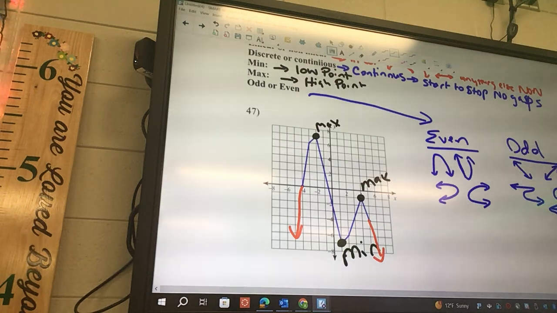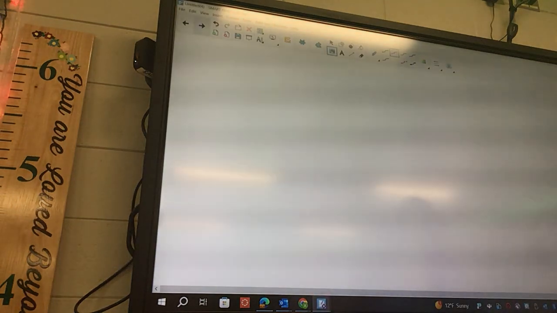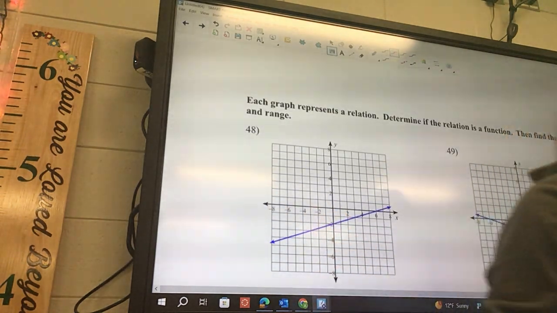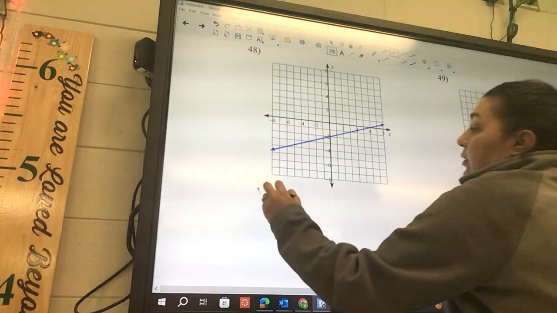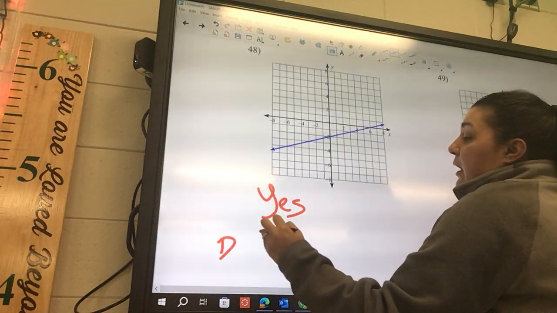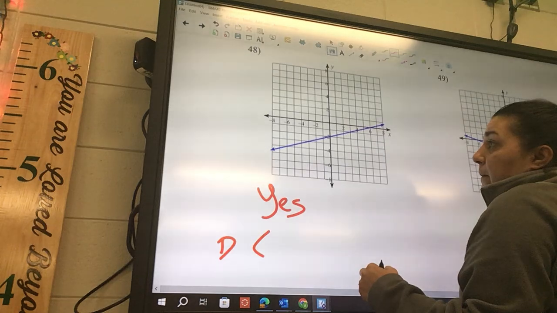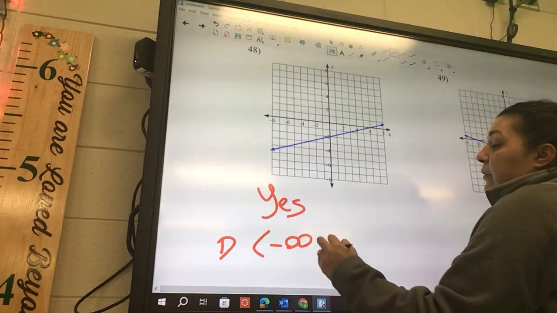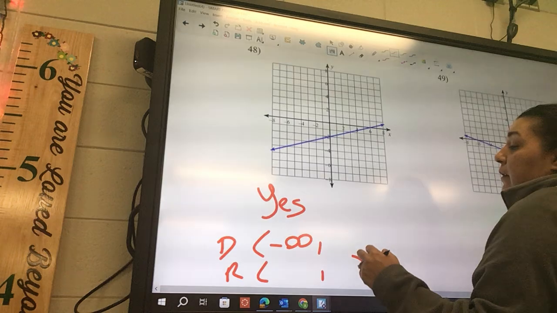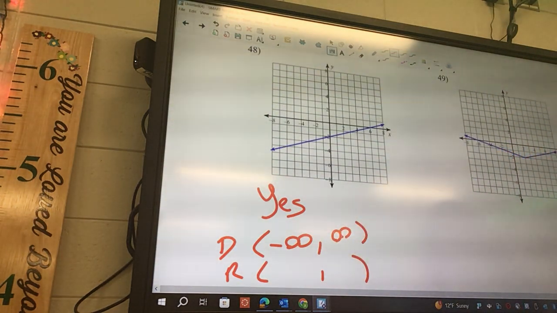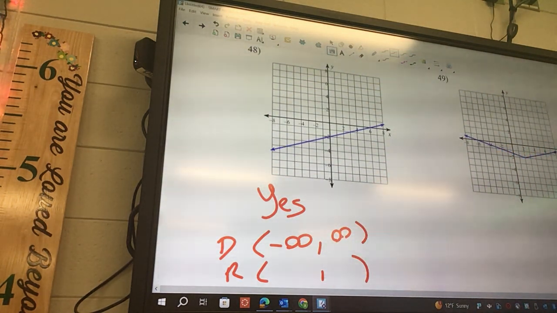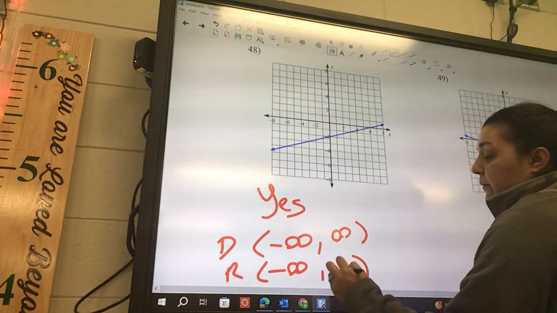Okay, 48, is that one a function? Yeah, it is. Okay, it would pass the vertical line test. And then it says, find the domain, find the range. So where does it start on the left? Negative infinity, because there's an arrow. Where does it finish on the right? Positive infinity. Okay, the range, where does it start at the bottom? Negative infinity. Where does it finish at the top? Infinity.